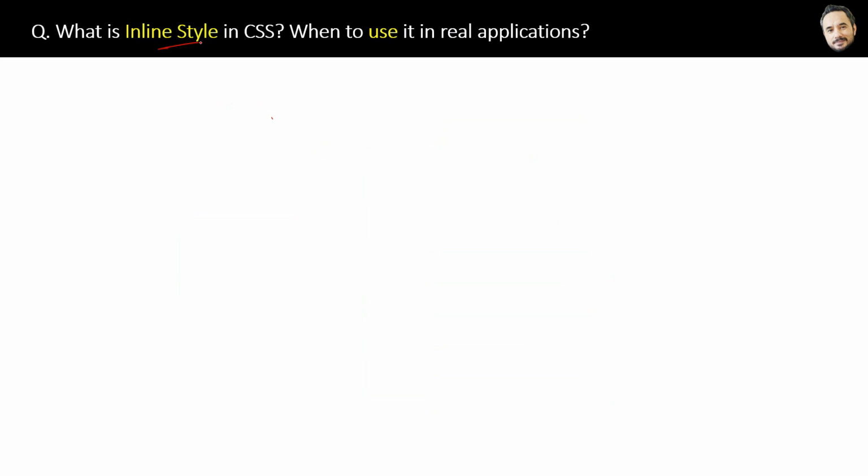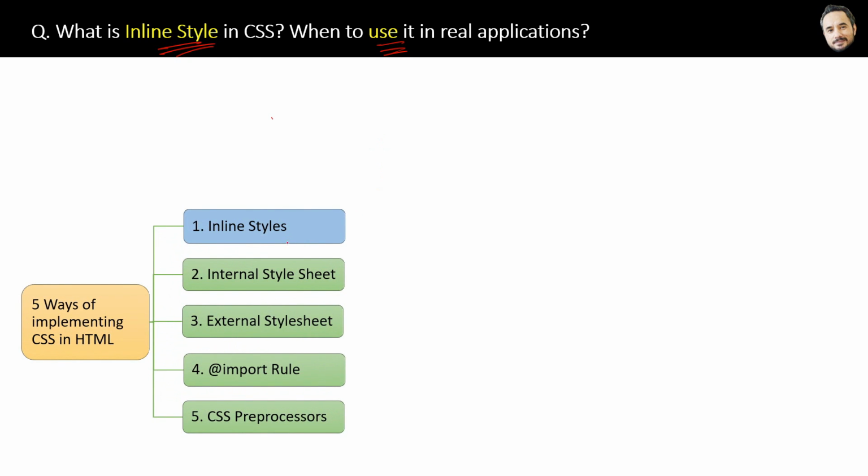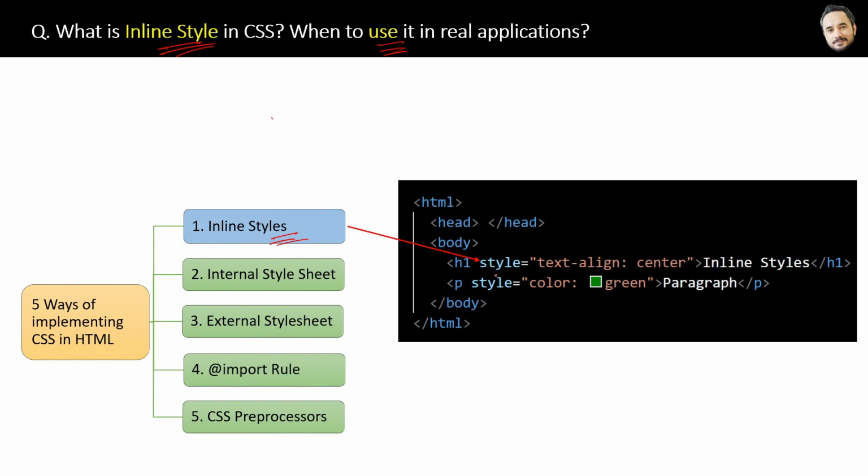What is inline style in CSS? When to use it in real applications? Here are the 5 ways to implement CSS in HTML, and the first and the simplest one is inline styles. Here is the HTML code, and as you can see in the H1 and paragraph, we have the style attribute. When we set the style along with the element itself, then it is called inline style.